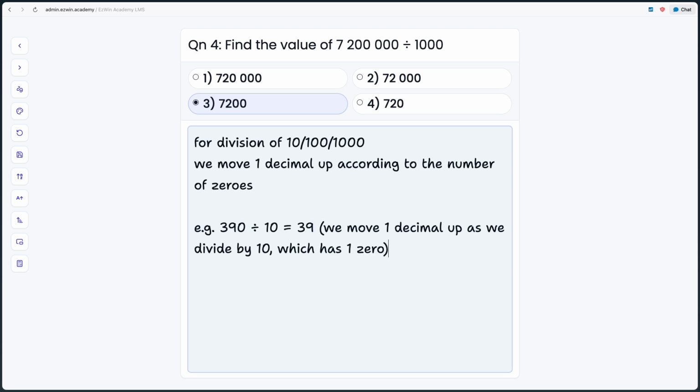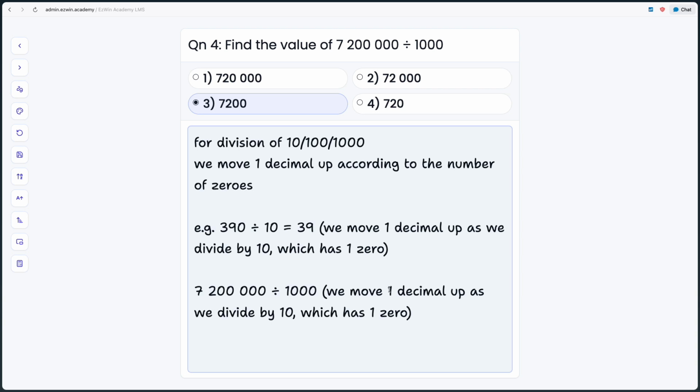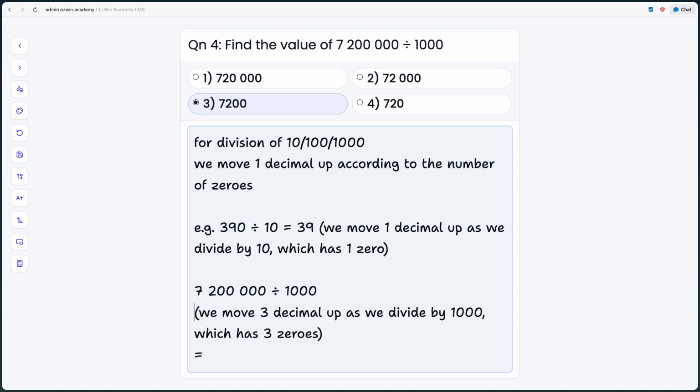So in this case, for 7,200,000, we divide by 1,000. So we move how many decimals? 3 decimals up as we divide by 1,000, which has 3 zeros. So we move 3 decimals up. This will then be 7,200, which is option number 4. All right, let's move on to the next question.